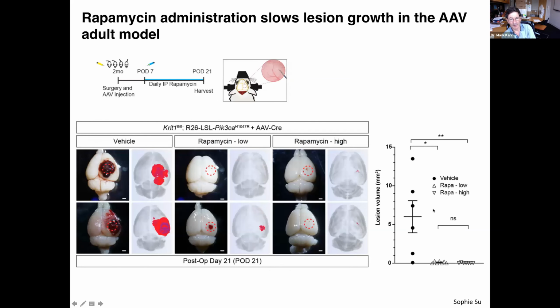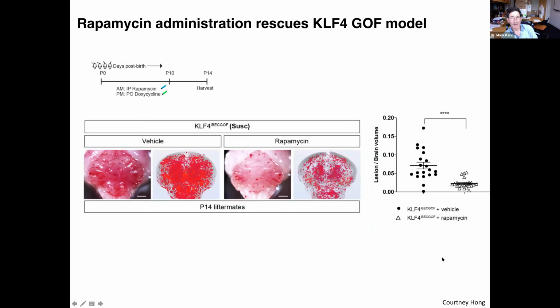If you give rapamycin to the adult model that Sophie developed, where you have really robust lesion formation that requires both CCM loss of function and PI3 kinase gain of function, you get an even more dramatic change, where even low-dose rapamycin can shut down lesion formation, and high-dose rapamycin shuts it completely. And rapamycin also has an effect on the KLF4 gain-of-function model, although less of one, again proving that the mechanism by which these lesions are forming is at least in part through activation of that pathway.